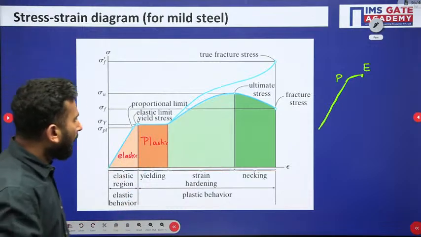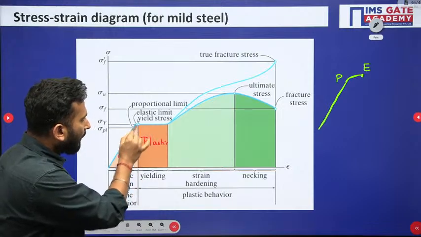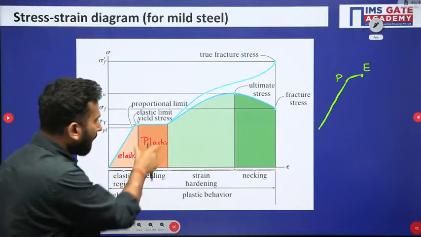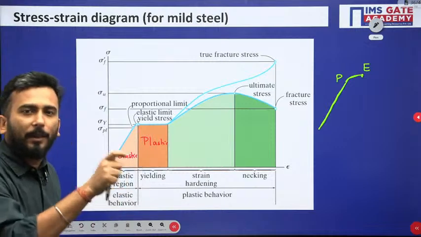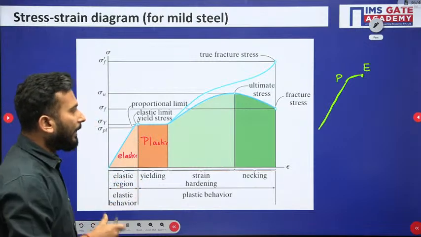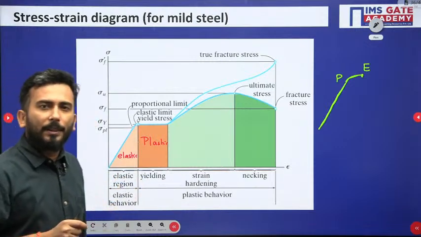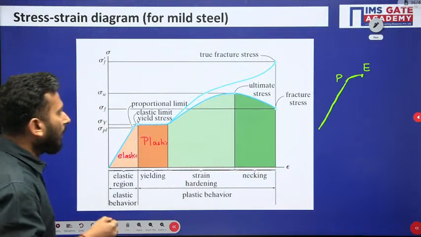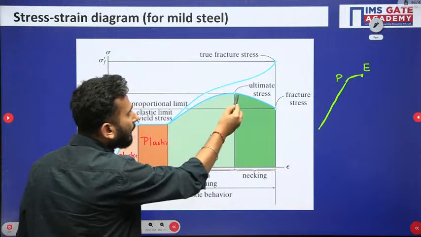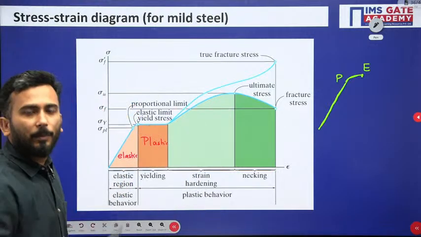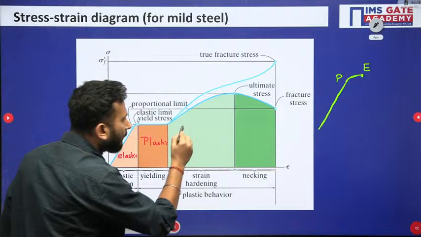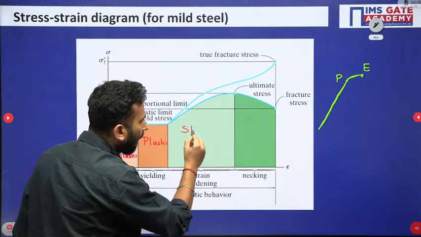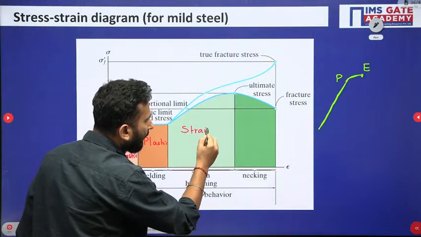After the elastic limit, where the material deforms permanently, this is called the plastic region. After that, what happens? If you keep on applying load, the strength of the material increases, and this is known as the strain hardening region.